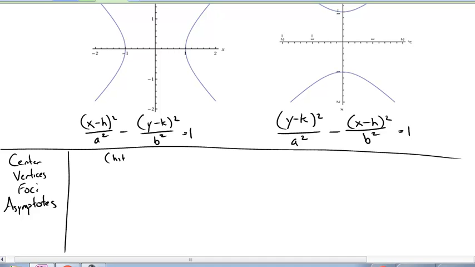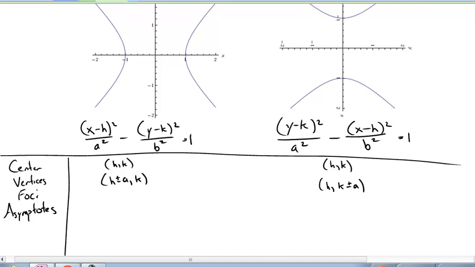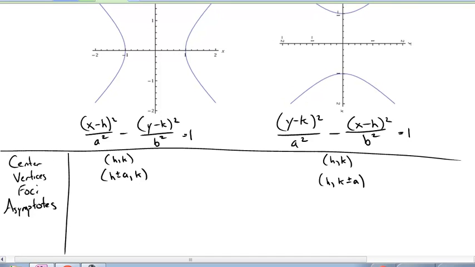Center remains the same as it's been for everything, h, k for both. The vertices, pretty simple to come up with. It's going to be h plus or minus a, comma k, for the horizontal one. We're going to have to move horizontally to get to those vertices. h comma k plus or minus a for the vertical one. This shouldn't be super surprising to us given what we've seen so far about these general forms. Foci are h plus or minus c comma k and h comma k plus or minus c.